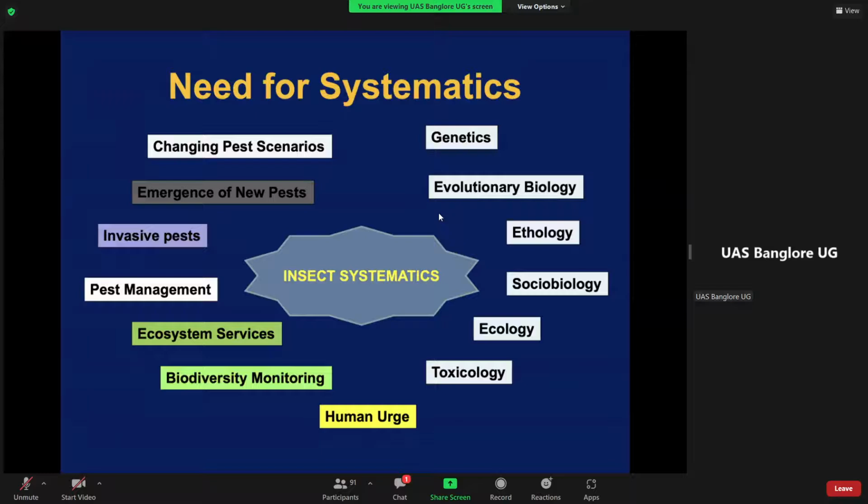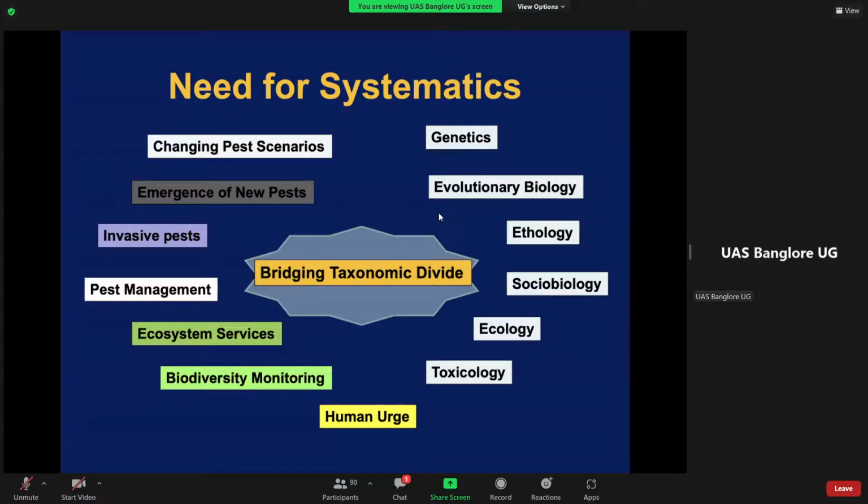And finally, human urge. Anybody can explain what is that human urge we have? We do taxonomy for our personal benefits. Like we are fond of collecting butterflies, we are fond of collecting bugs, and storing them for a longer period. So that is also the human urge. Anyway, we are all selfish, so we also have that selfish urge rather than human urge.